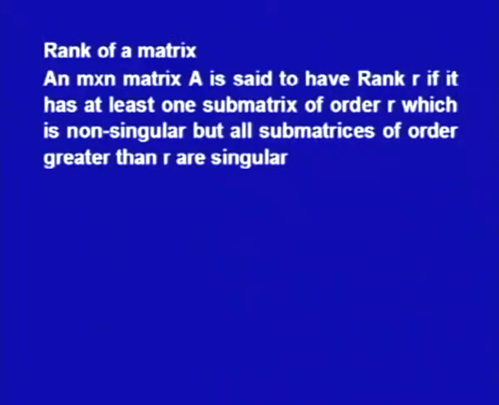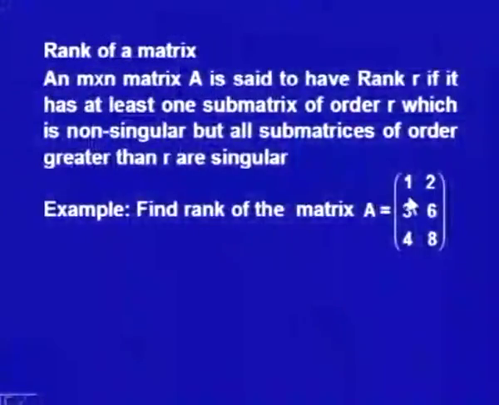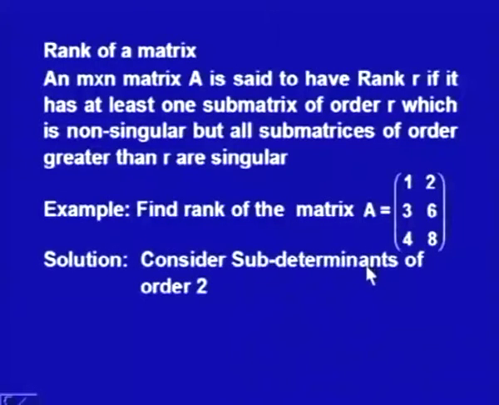Now, to illustrate this definition, I will take an example. I have a 3 by 2 matrix, that means 3 rows and 2 columns, and the rank of this matrix is to be obtained. To find the rank, I will first consider all submatrices of order 2. Matrices of order 3 are not possible for this matrix. So, I will start with submatrices of order 2.